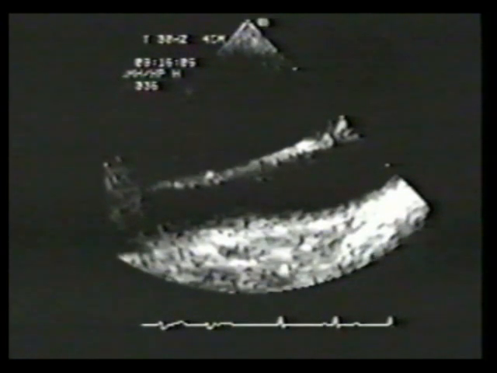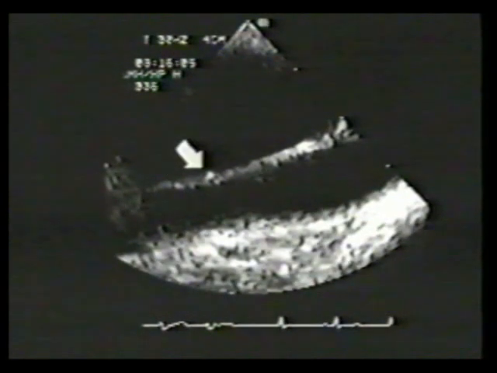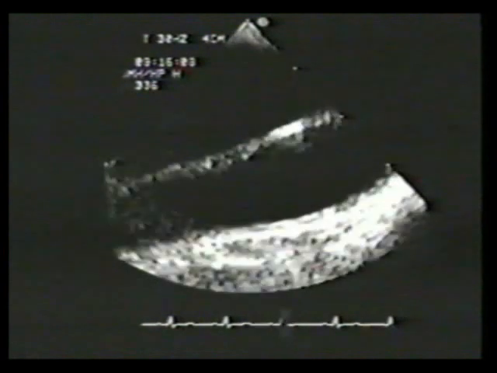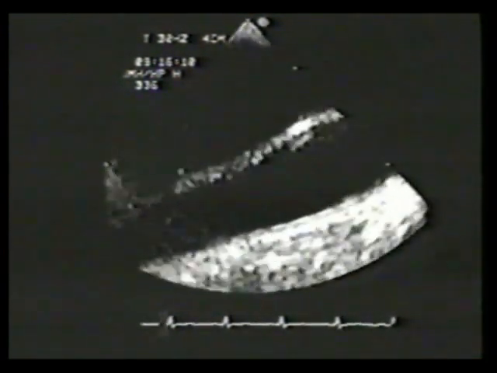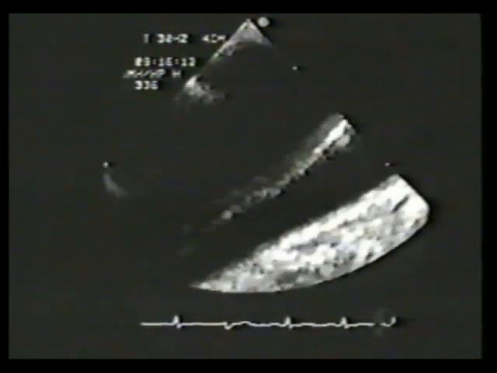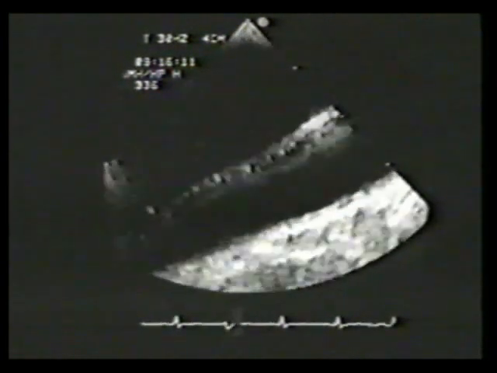The transducer has been withdrawn to the level of the horizontal portion of the arch. Intimal flap traverses the arch. Finally, the transducer has been advanced and directed laterally to image the descending thoracic aorta. The flap extends to this level as well.